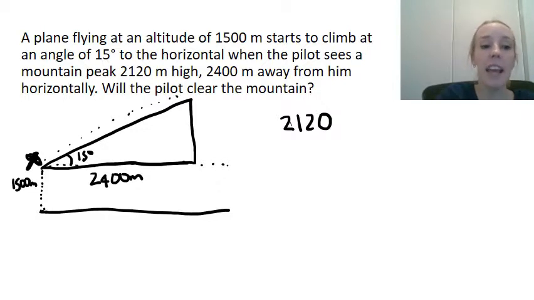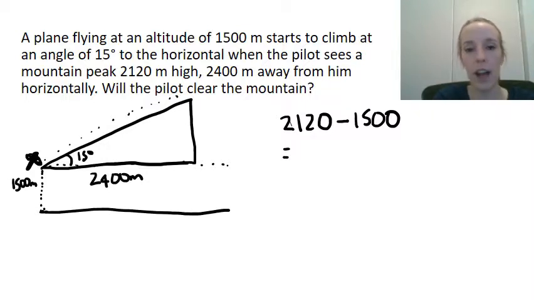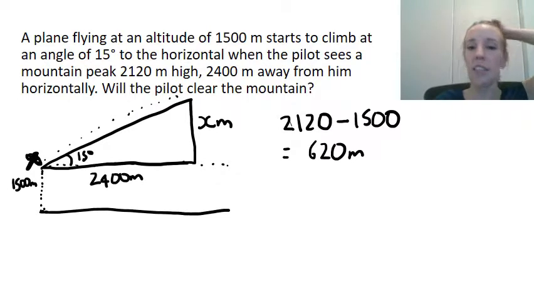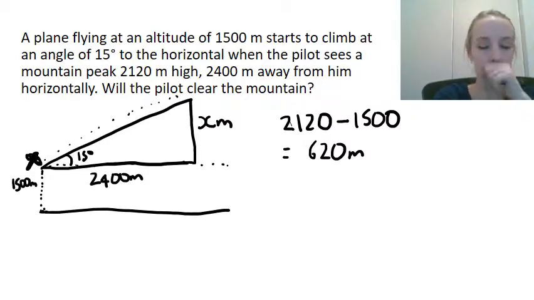So we know that the mountain is 2,120 meters high. He is already 1,500 meters off the ground. So if we take away how high he is already from the height of the mountain, we'll see how much extra he has to climb to clear the mountain. So 2,120, which is the height of the mountain, take the distance he already is from the ground. So he's got 620 meters to clear. And we want to know this mystery amount here. So if he keeps climbing at 15 degrees for the next 2,400 meters, will he actually climb high enough to clear this mountain? So pretty much if we work out x and it's greater than 620 meters, we'll know that he'll be able to clear the mountain. So we're looking at that.